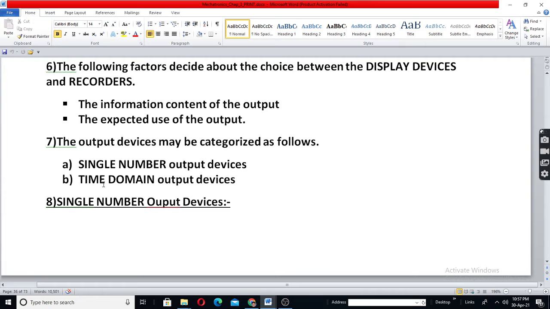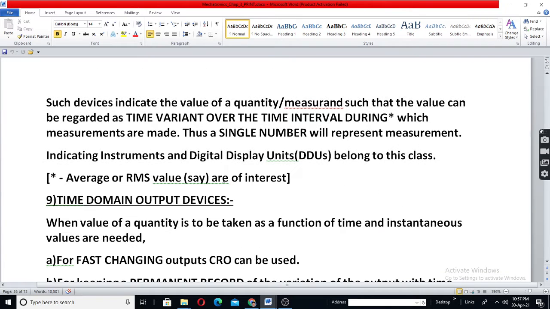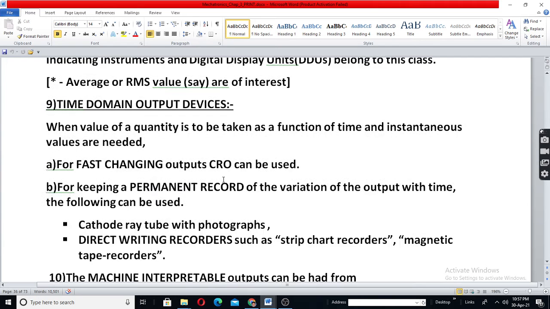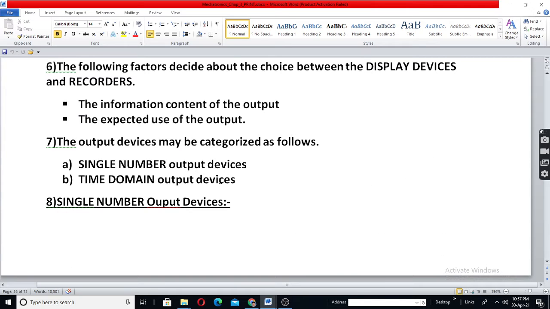Time domain means CRO, for example. There are other devices also. A CRO is a time domain device. It does not give a single number output value. It gives output with respect to time, for example, a graph. If you plot a graph, it is a time domain, or it can also be x versus y, which we will see later. For the time being, understand that it can be single number or time domain.